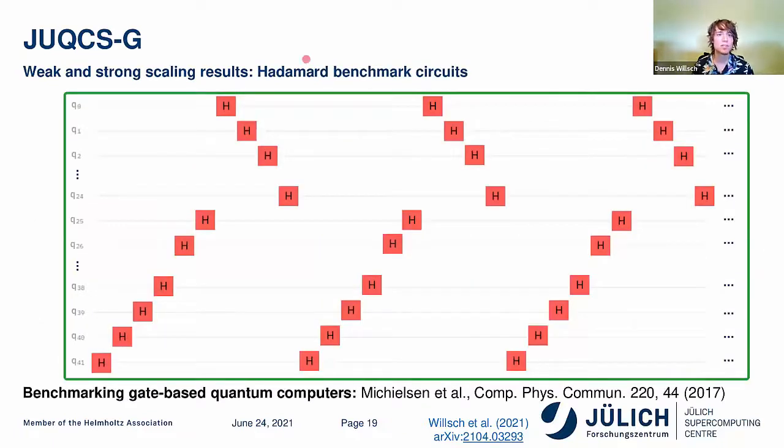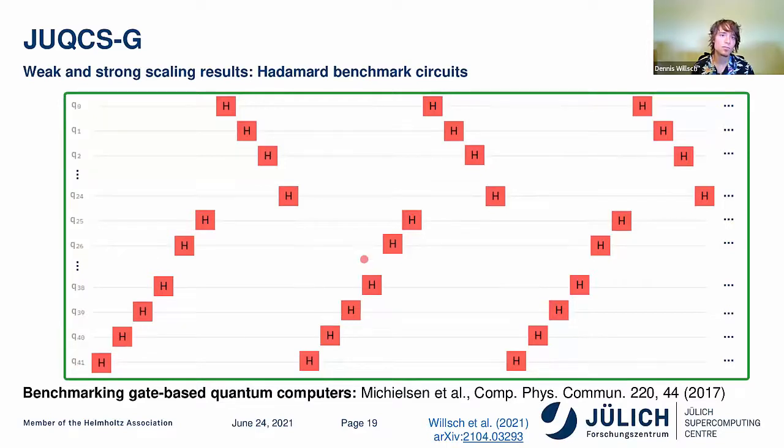And these circuits are called Hadamard benchmark circuits. And they are very simple. So we have a Hadamard gate on all of the qubits that take part in the simulation. Now it's a 42 qubit simulation, so from Q0 to Q41, and then we repeat it 11 times.